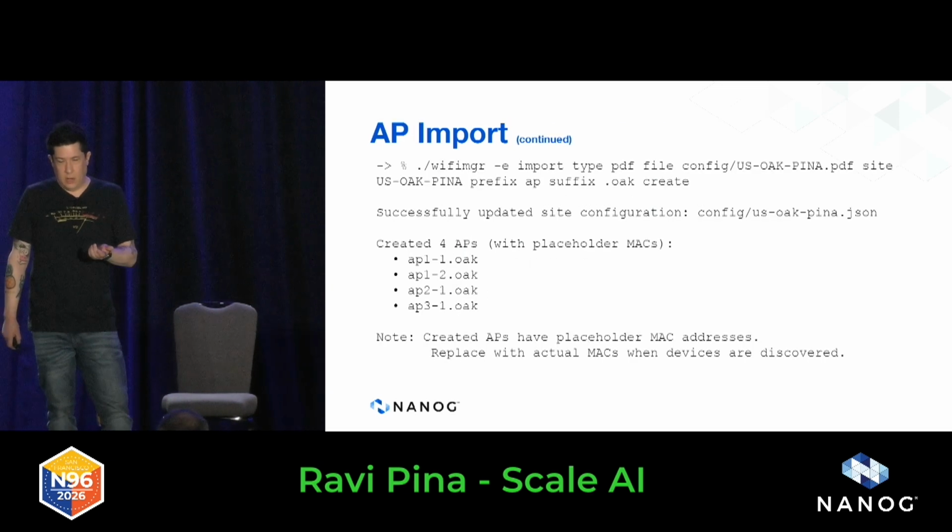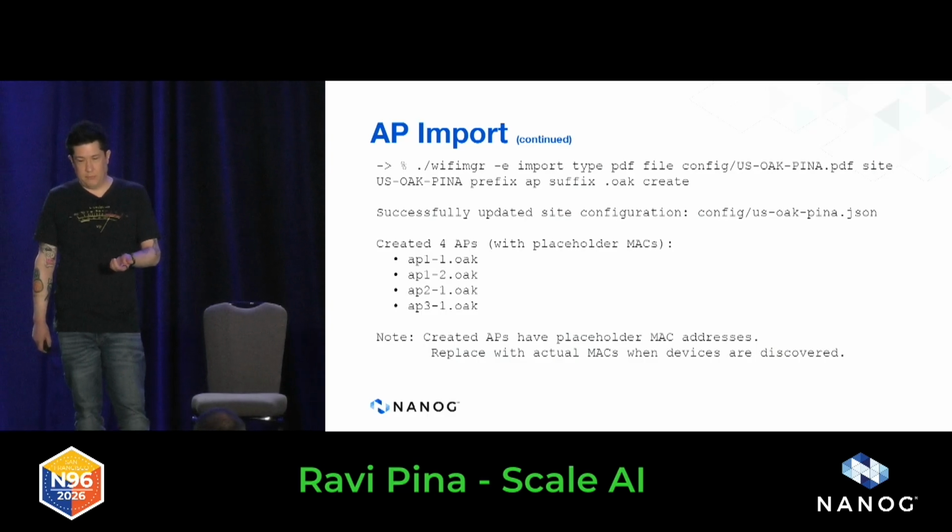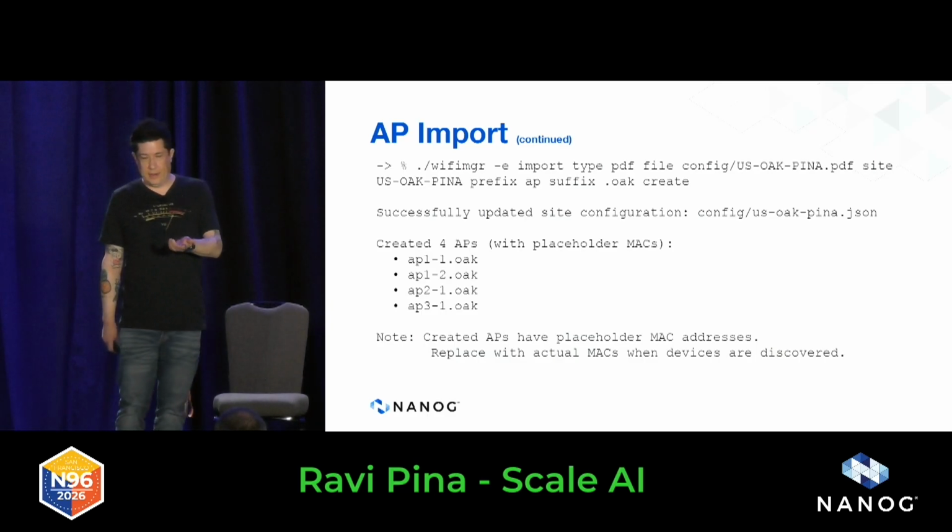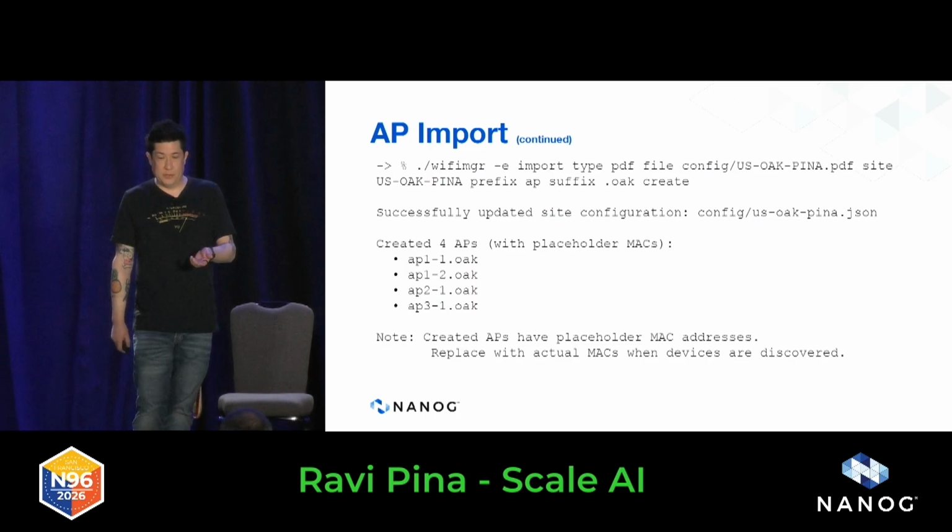So here, when you have those defined, as I showed before, when you do an import, it'll actually say now with a positive confirmation that it did create 4 APs based on whatever the PDF configuration was.